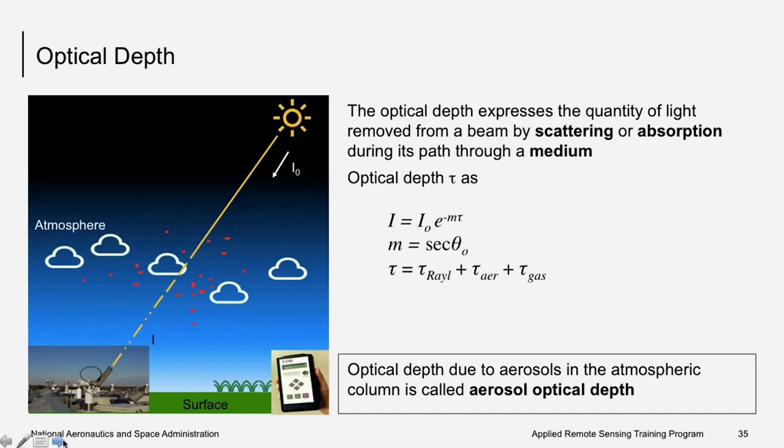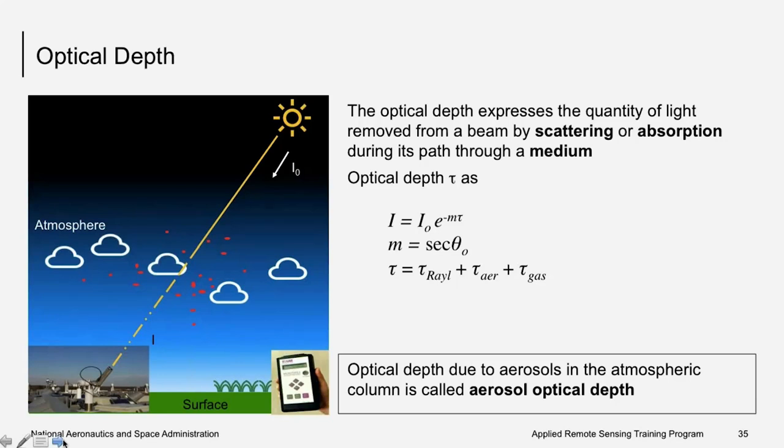Remember, we have seen in our previous slide that as solar radiation passes through the atmosphere, it interacts with various components in the atmosphere like aerosol particles, clouds and everything. So depending on the properties of those components, the radiation can be scattered or absorbed, and it can attenuate, and that is what optical depth is. Mathematically, it can be represented by the following equation, which involves the top of the atmosphere radiance, which we can measure.